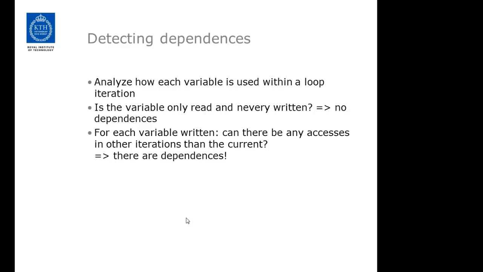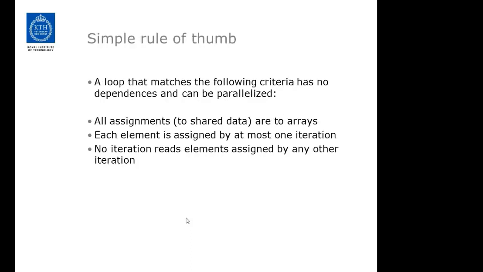So how can we detect dependencies? Well, we need to analyze how each variable is used within a loop iteration. Is the variable only read and never written? Fine, there are no dependencies. However, for each variable written, can there be any accesses in other iterations than the current? If so, there are dependencies. There is a simple rule of thumb which you can use to analyze a loop to find out if there are no dependencies or if it can be parallelized.